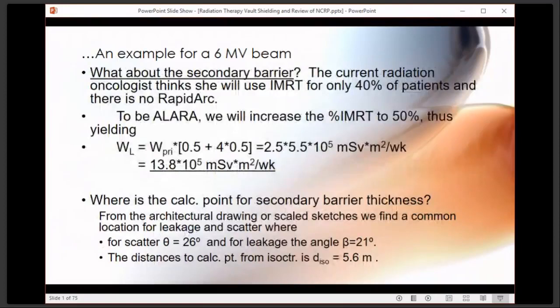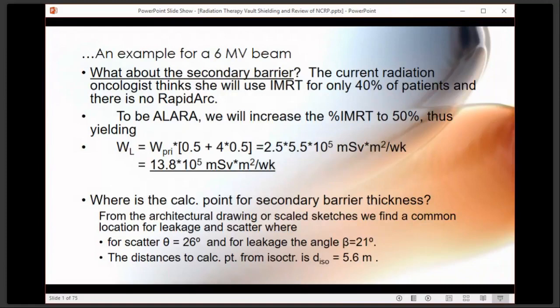All right, so now we've got our primary barrier. What about the secondary barrier? The current radiation oncologist in this facility thinks that she's going to use IMRT for only 40% of her patients, and there's no rapid arc. But we know that that could increase in the future. We might even get another radiation oncologist. So let's increase it at least to 50% IMRT. And even that might be a little on the low side. But anyway, that gives us a little hedge.